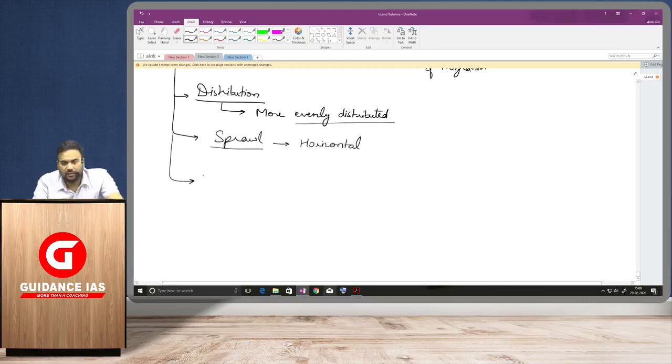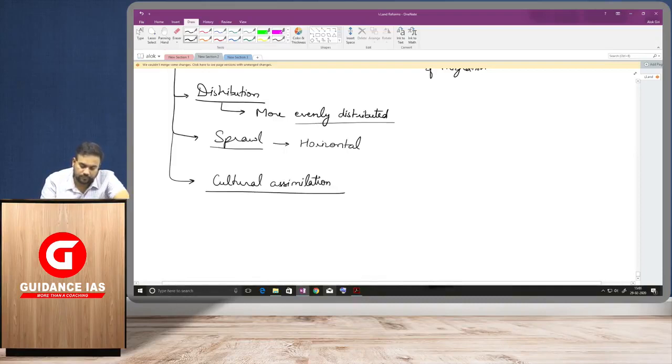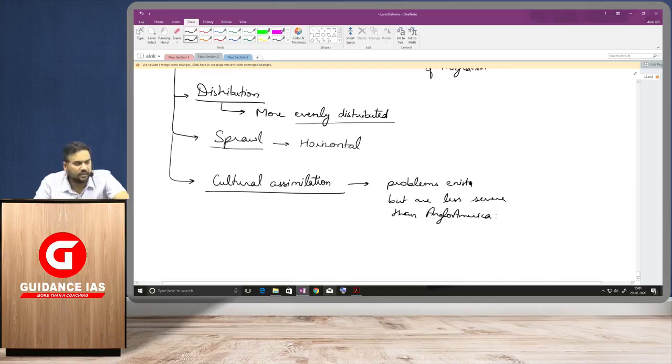If you talk about other aspects of urbanization that we find in Europe, one, we talked about the problems of cultural assimilation. Can I say, here also problems exist. Problems exist, but are less severe than Anglo-America. Why are they less serious than Anglo-America? Because there is less migration they allow. Their migration is what? Restrictive.